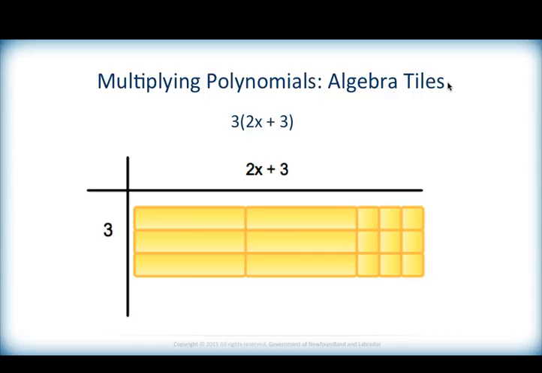Now going down the side, we have 3. We don't need to model 3 ones, but this is saying that we're multiplying 2x plus 3, 3 times. So we will need 3 rows of the same 2x plus 3. In order to get the answer, all we have to do now is add up what is formed by the tiles. If we count up the number of rods, we will have 6, and this will represent 6x. Then we will have 9 ones, or 9 of the smaller tiles, and that will represent 9. So the answer here will be 6x plus 9.